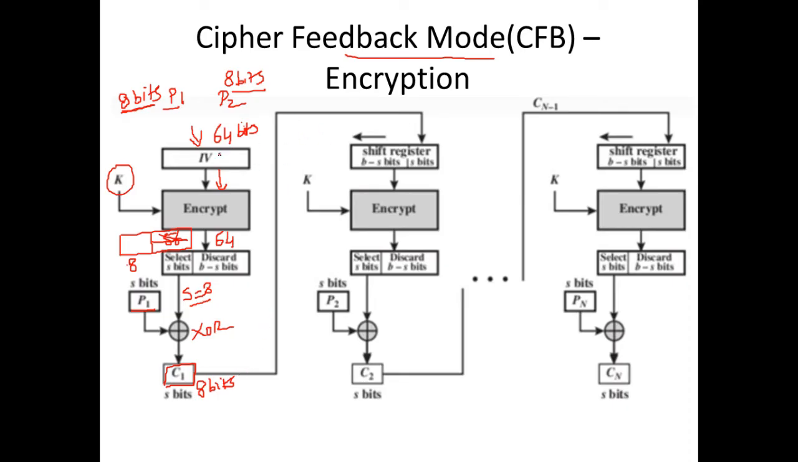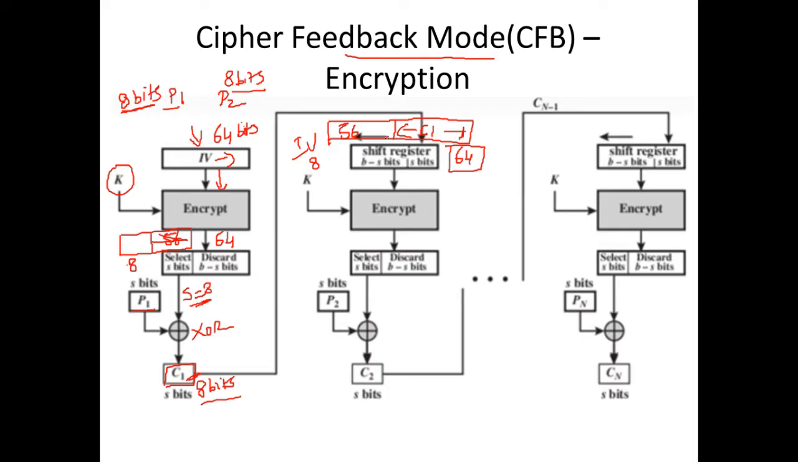So what is the next phase? We'll again take this initialization vector, which is 64 bits in length, and we will left shift it by S bits. What is S here? We assumed S to be 8. So when you do a left shift of this IV by 8 bits, we'll have 56 bits here, and then we'll have 8 bits remaining on this side. For these 8 bits, we are going to take the ciphertext C1, which is 8 bits, and put C1 here. So the total length will again be 64 bits.